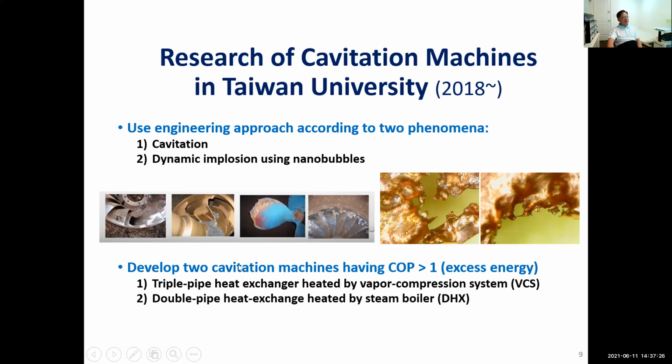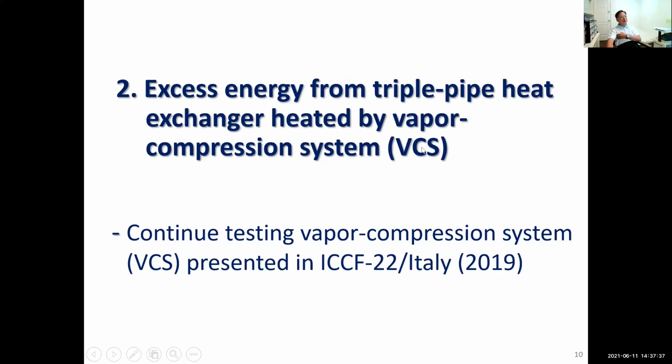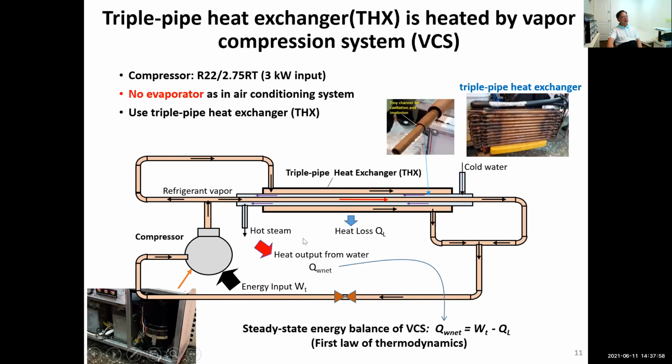So we developed 2 cavitation machines over the past 2 years, and I'm going to present the results and share them with you. The first machine we call the triple pipe heat exchanger. It's heated by a vapor compression system. Part of this result has been presented at ICCF-23 in Italy 2 years ago. And we continue to run the test, and the triple pipe heat exchanger is heated by a compressor with refrigerant vapor, hot vapor, to heat the cold water coming through the heated pipe exchanger.